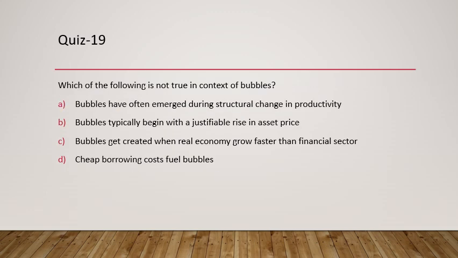Question number 19. Which of the following is not true in context of bubbles? Bubbles have often emerged during structural changes in the productivity. Bubbles typically begin with justifiable rise in asset price. Bubbles get created when real economy grows faster than financial sector. No, this is not true about bubble. Cheap borrowing cost fuels bubble. That is absolutely true because people get money easily and they can invest that in the market.